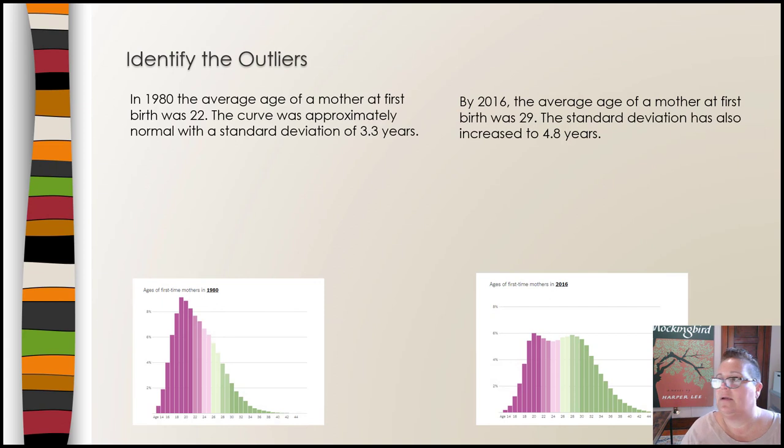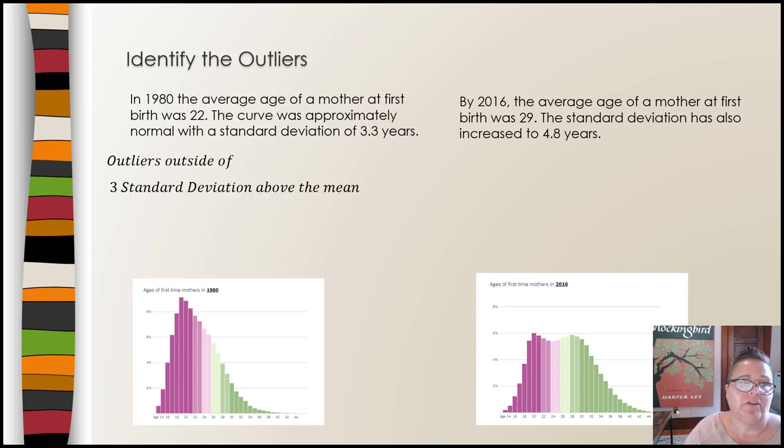So here we have some outliers. In 1980, the average age of a mother at first birth, so the first child that they had, was 22. The curve was approximately normal with a standard deviation of 3.3 years. So where would the outliers be? The outliers would be outside of 3 standard deviations above the mean. Since the mean is 22, oh, looks like I switched my number.